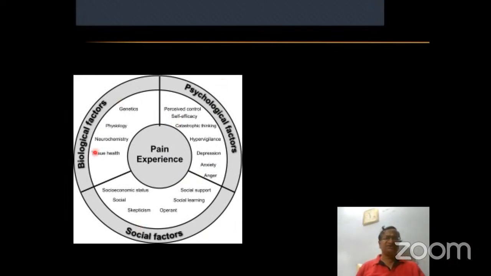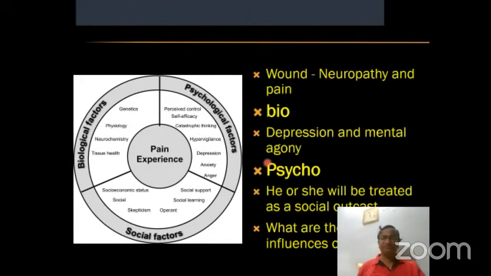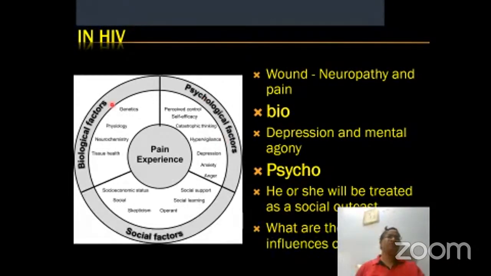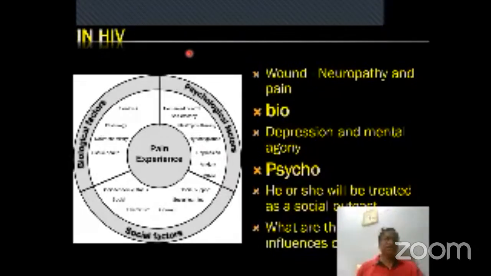Now this is the biopsychosocial theory. There are biological factors, for example, tissue health. Or social factors, such as economic status, social learning, social support. Or psychological factors, such as catastrophic thinking, hypervigilance, depression, anxiety, anger. This is the biopsychosocial model of pain. For example, now we have a wound. This wound is causing pain, and a neuropathy is there. This also causes pain. This is biological. This is followed by depression and mental agony in the patient. This is psychological. Now he or she may be treated as a social outcast, as in HIV. So bio, psycho, social, all these factors play a part in HIV. This is what is called the biopsychosocial model of pain.